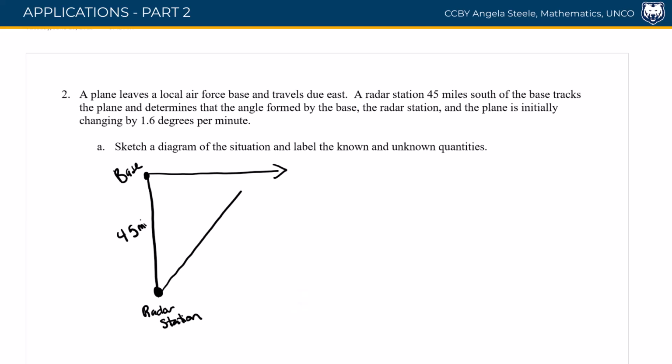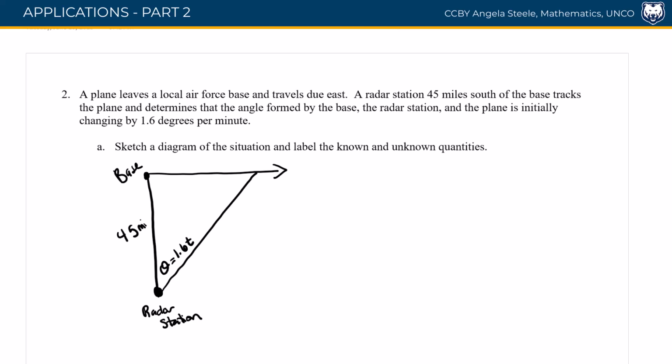And we know that the plane is initially changing by 1.6 degrees per minute. So that means that our theta is going to be 1.6 degrees for every minute. If they've traveled 1 minute, it's 1.6 degrees. If they've traveled 2 minutes, we take that 2, multiply it by 1.6 for 3.2. So that angle is always changing, which is why we have it as an expression of 1.6 times t.